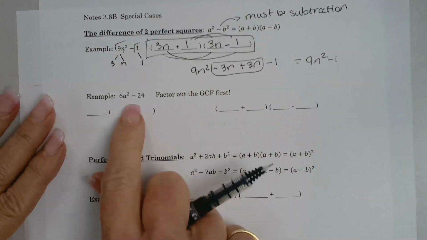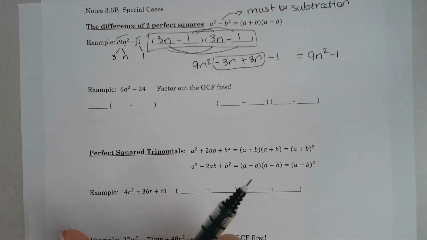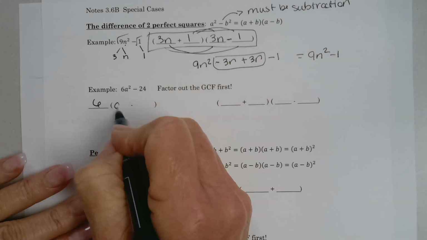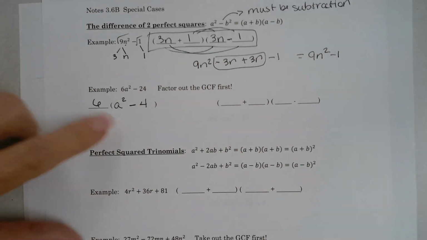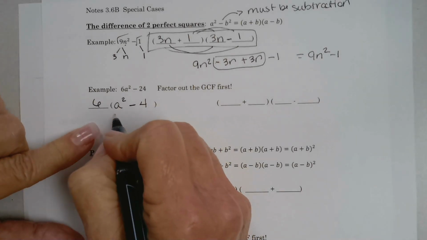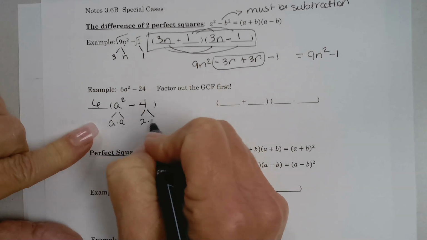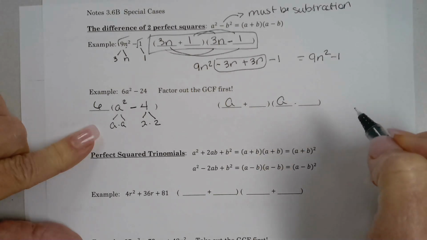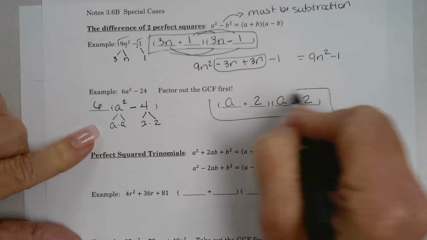All right, now in this situation, only two terms, it is subtraction. They have a common factor, and remember, no matter what, take out your common factor first. So our common factor is 6, and that leaves us with an a squared minus 4. Now, a squared is a perfect square. It's a times a. 4 is a perfect square. It's 2 times 2. So we've got a and a in our first positions, 2 and 2 in our second positions, and we're done. We have it factored.